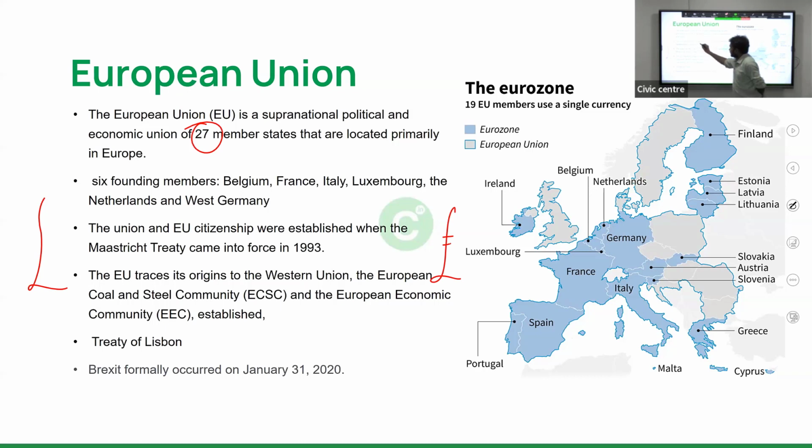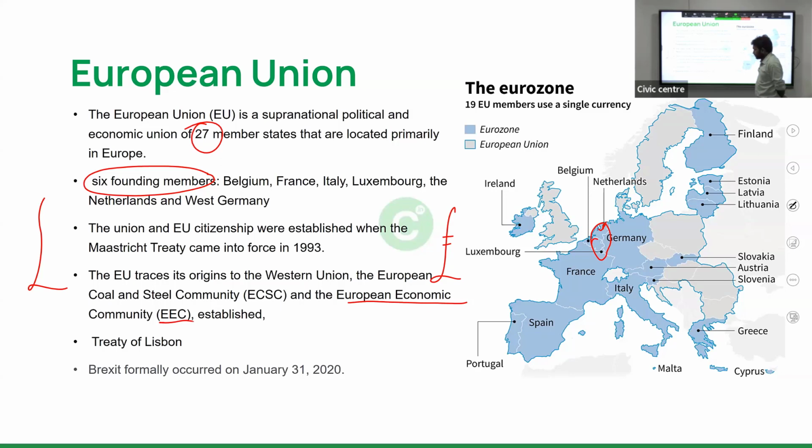So there were 6 founding members: Netherlands, Belgium, Luxembourg, plus Italy, France, Germany. The European Union was previously known as EEC. Don't confuse between EEC and EEU. EEC is European Economic Community. EEU is Eurasian Economic Union. They may ask you that previously it was known as European Economic Community.